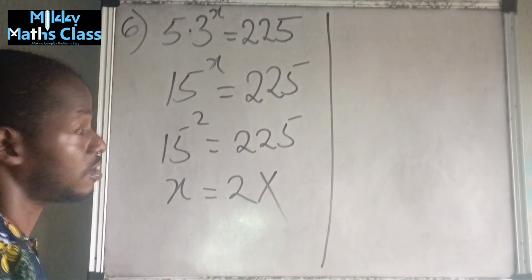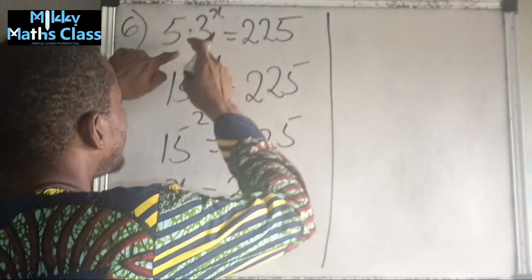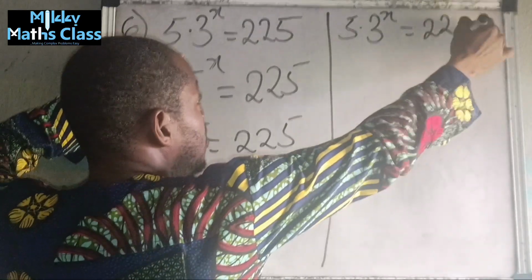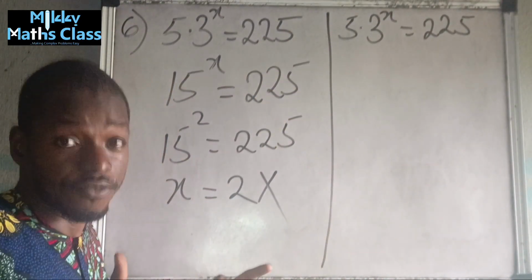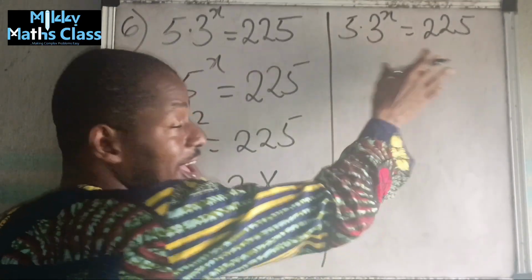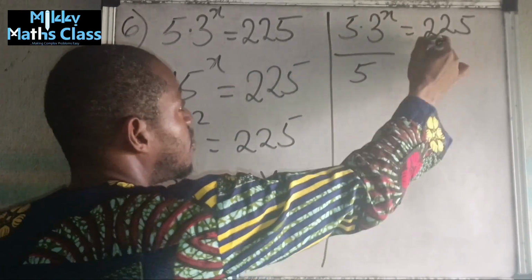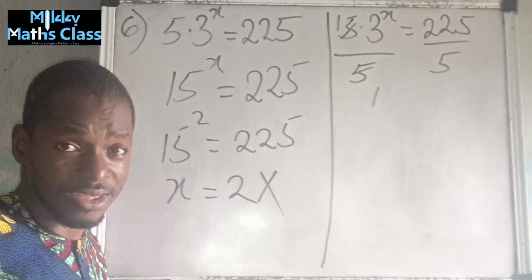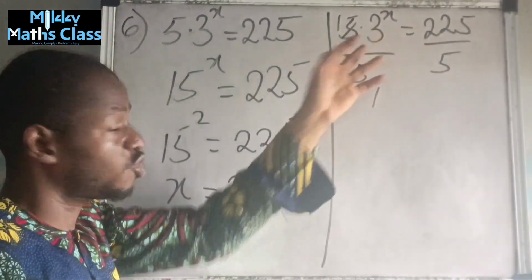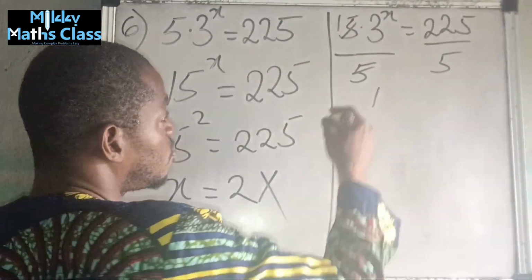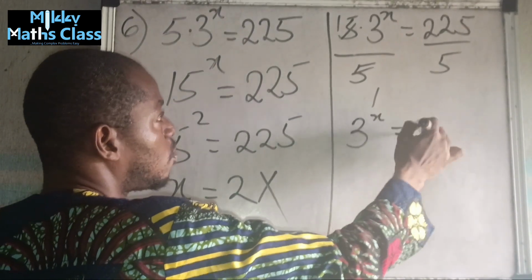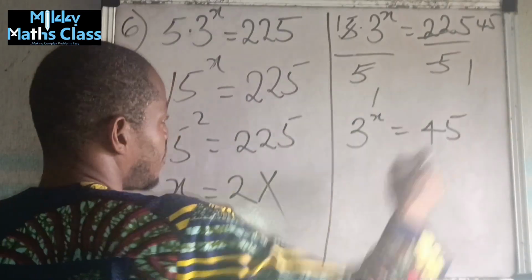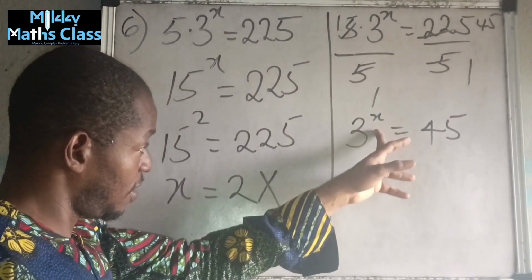Now, how do we resolve this? Very easy. This is 5 times 3 to the power of x equals 225. The first thing we do is to remove the 5 from there. Divide both sides by 5. 5 here 1, 5 here 1. Because this dot is multiplication. So to remove multiplication, we introduce division, the inverse. So this becomes 3 to the power of x equals, 5 here 1, 5 here, 45. 45.